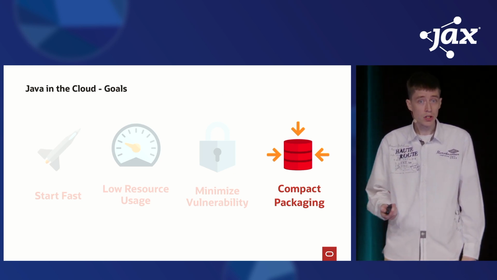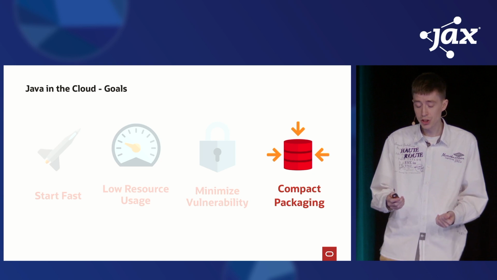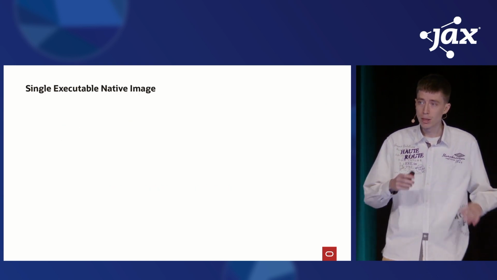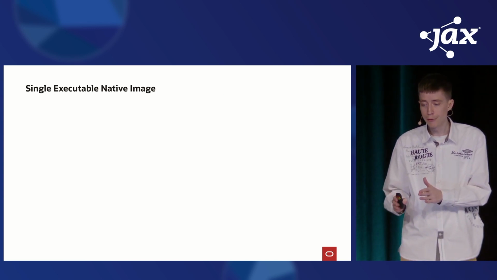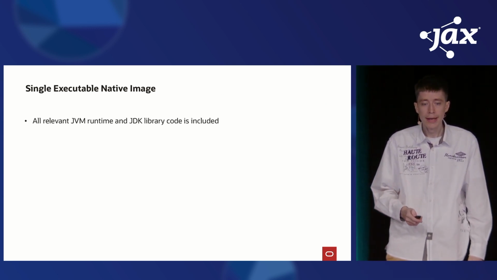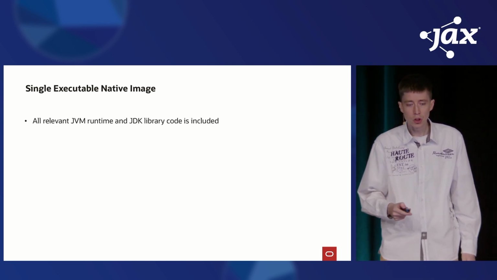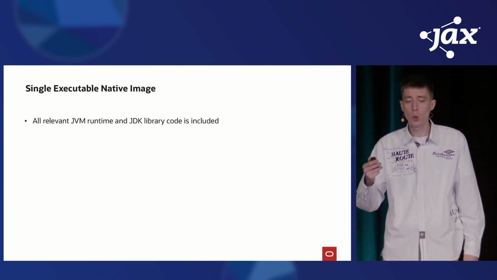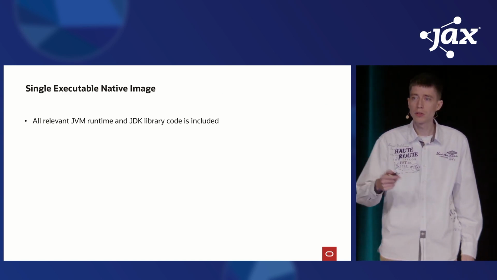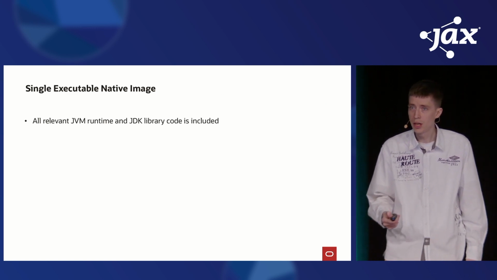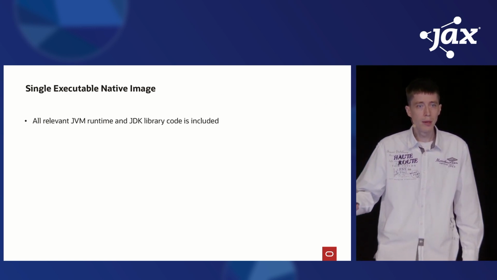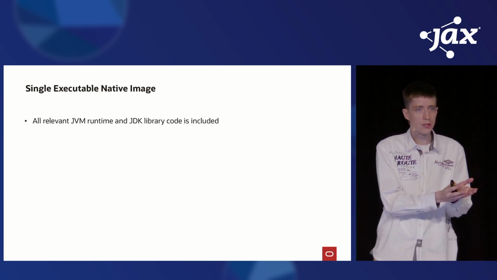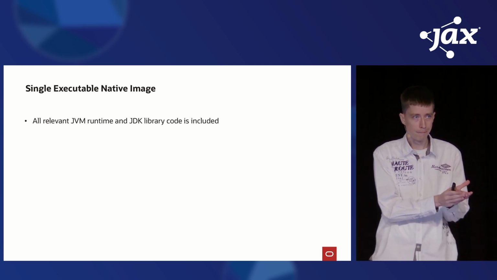Finally, on the packaging question, what about compact packaging? For ahead-of-time compiled mode, you have a single executable native image. This means in this image, all of the relevant code is already included. So the JVM runtime and JDK library code is all included. You do not need to distribute a separate Java runtime. It is the application itself that contains everything.